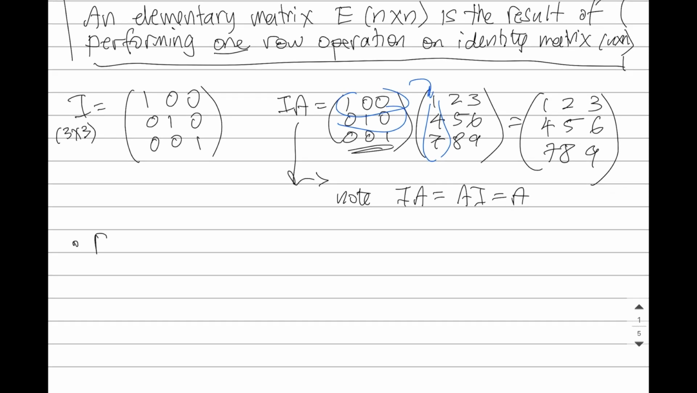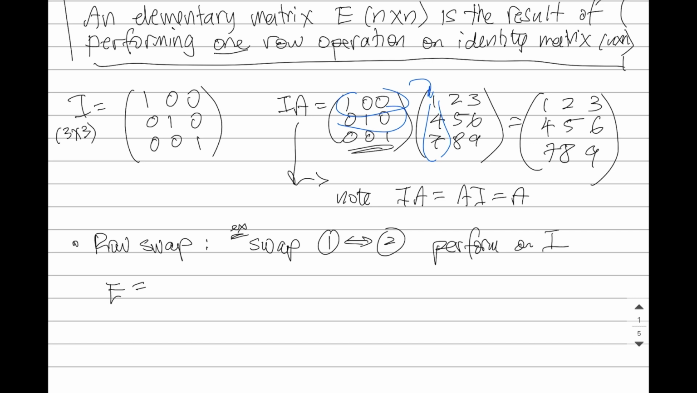So let's take a look at how we're going to construct our basic elementary matrices. Our first one, we'll consider the row swap matrix. So let's say that we want to swap rows 1 and 2. We are going to perform that operation on the identity, and we're going to call this elementary matrix E, and all we're doing is swapping row 1 and row 2. And this is our elementary matrix.